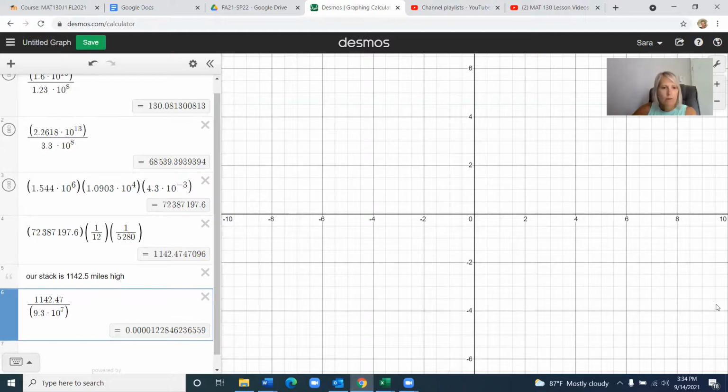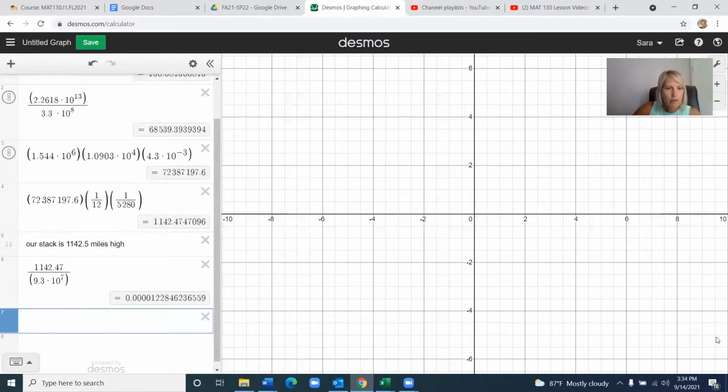Just add a note here. And so that's actually 0.00, so eliminate 2 of those. So 0.00123% of the way to the sun. Wow.